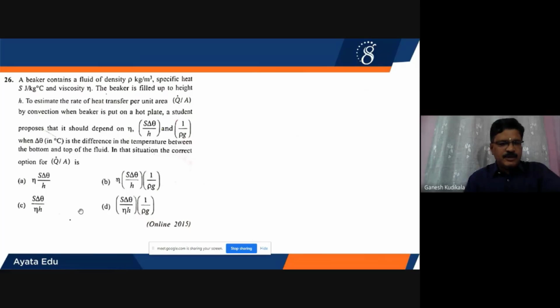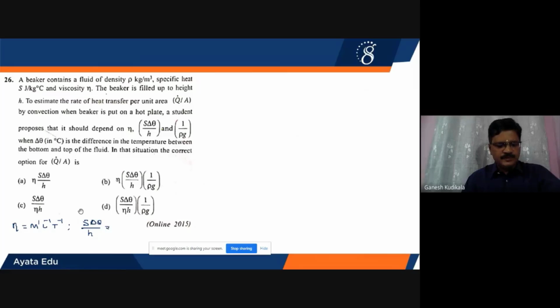Eta dimensional formula is actually, eta will be equal to force by area per unit velocity gradient. Its value will be equal to m1 l power minus 1 t power minus 1. You calculate it afterwards, children, right? Next one, dimension formula of s into delta theta, no dimension formula for this one, divided by h, h is height.